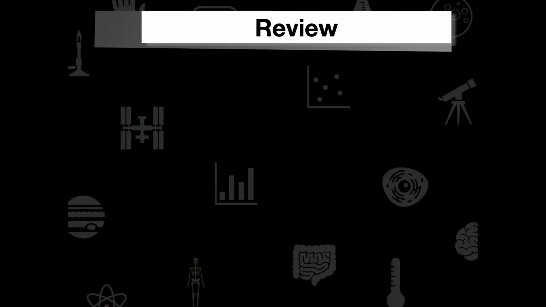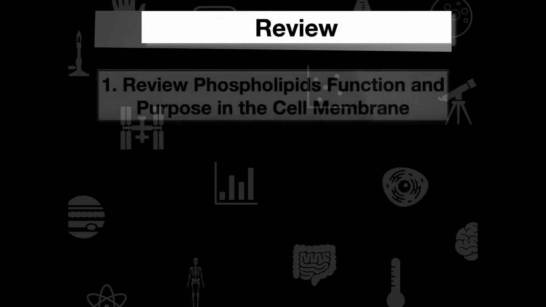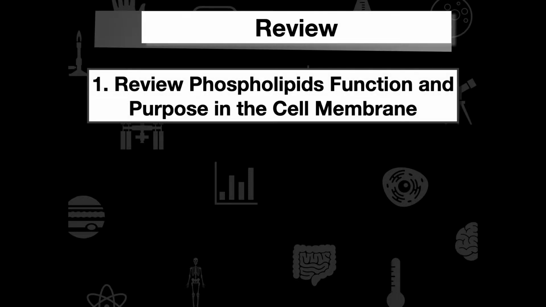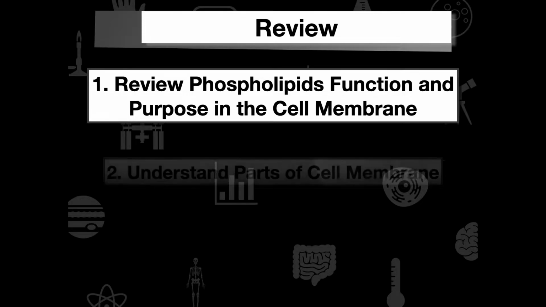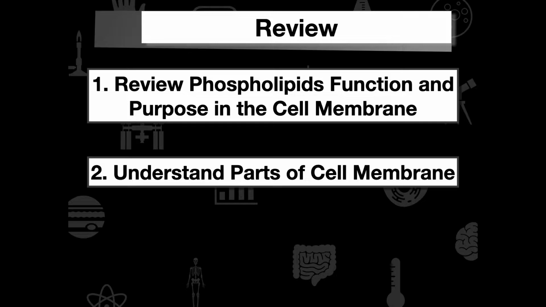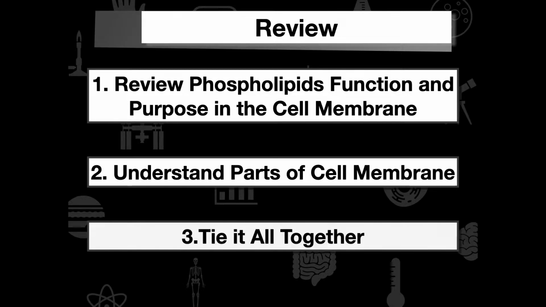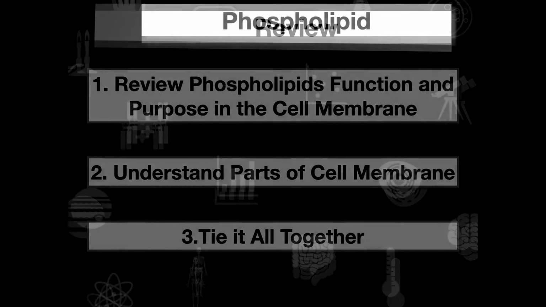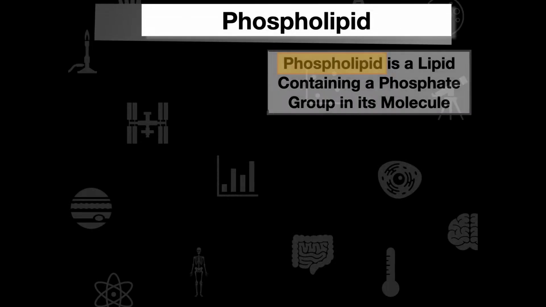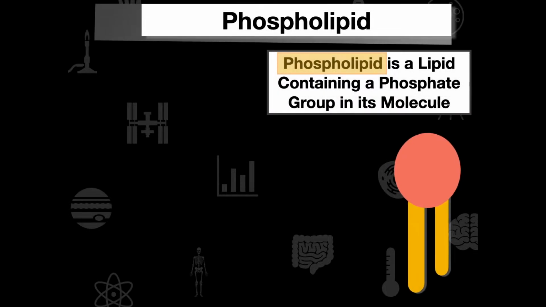Alright, so we're going to break this video down into 3 parts, that way we can understand what the fluid mosaic model is. The first part is going to be to review the phospholipids' function and their purpose in the cell membrane. The second component is we're going to understand each individual part of the cell membrane. And then lastly, we're going to tie it all together to see how it enables the cell to maintain homeostasis.